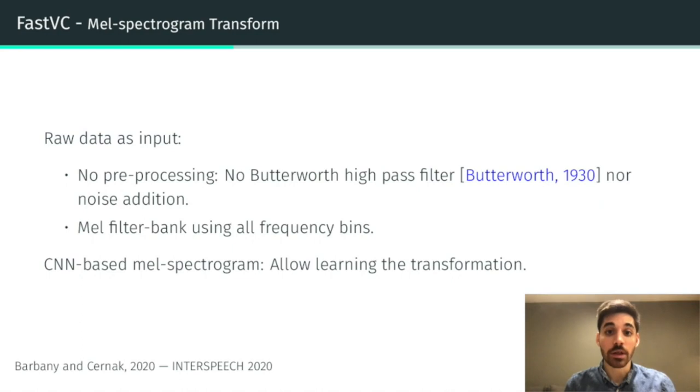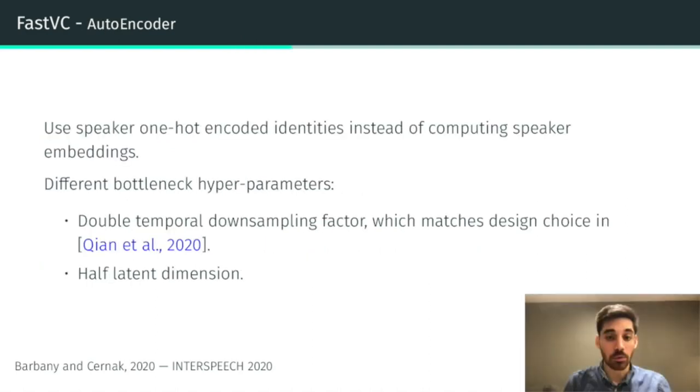Let's first focus on the Mel spectrum transform. In line with the simplicity requirement, we use raw data as input. This means that we don't apply any kind of pre-processing, and we use all frequencies, differently from AutoVC. But the main difference is that we implement the Mel spectrum transform with CNNs. This means that the transform can be initialized to the exact value, but it can also be learned, thus allowing end-to-end training.